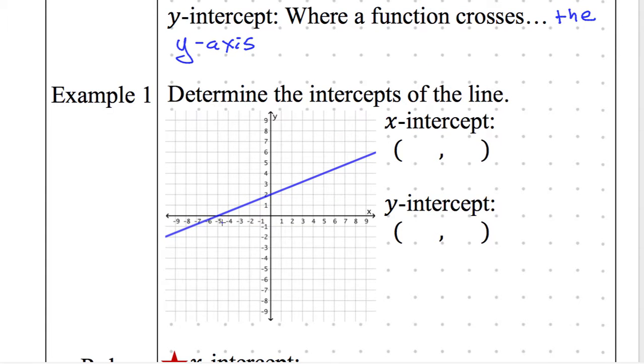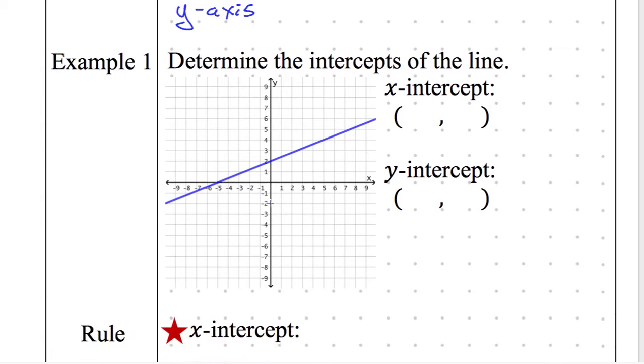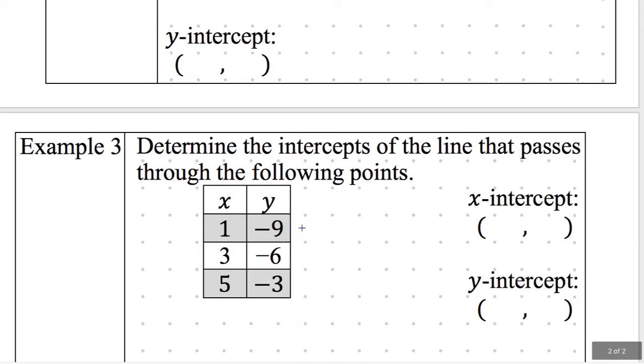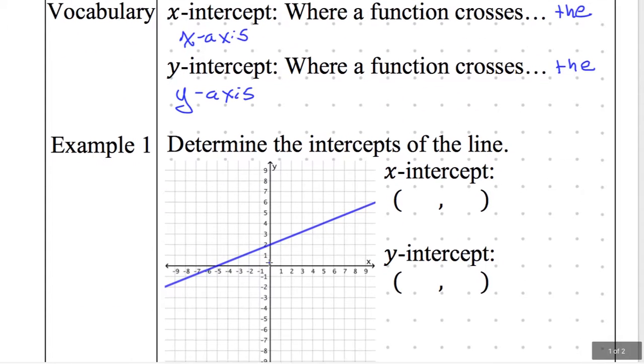So there are 3 homework assignments tonight. One of them is looking at a graph. One of them is looking at an equation. One of them is really, really hard, looking at a table. And we'll have 2 examples on that one. But the first 2 are pretty straightforward.